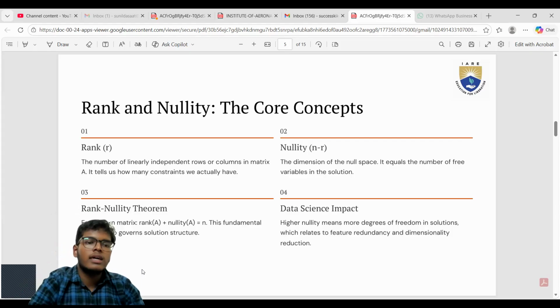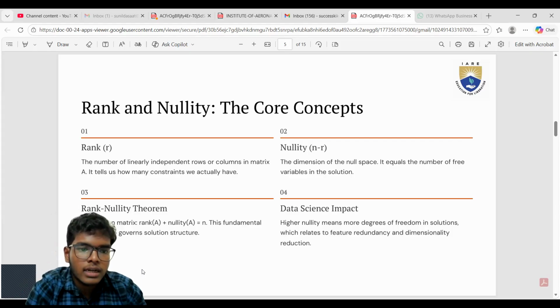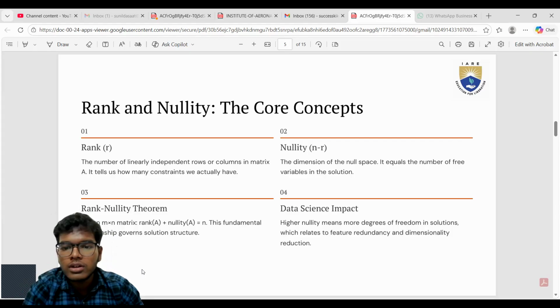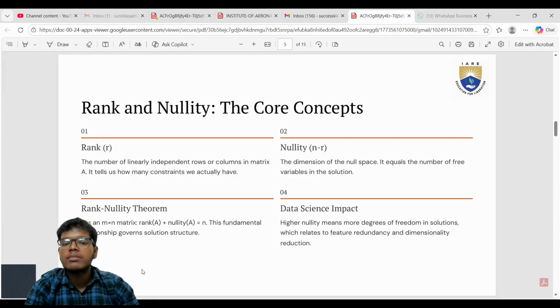Rank is represented by r, the number of linearly independent rows or columns in matrix A. It tells us how many constraints we actually have. Second one is nullity, n minus r, the dimension of the null space. It equals the number of free variables in the solution.